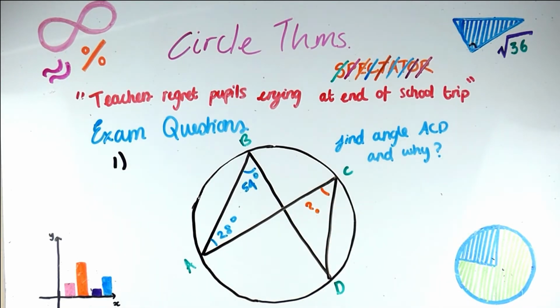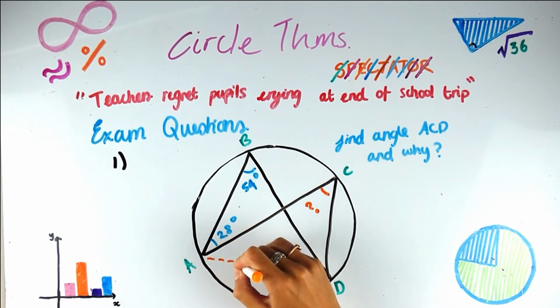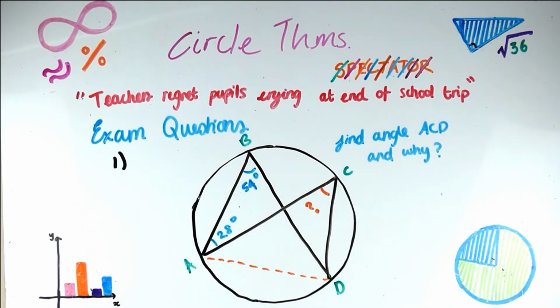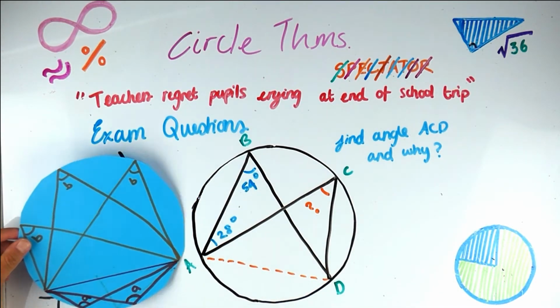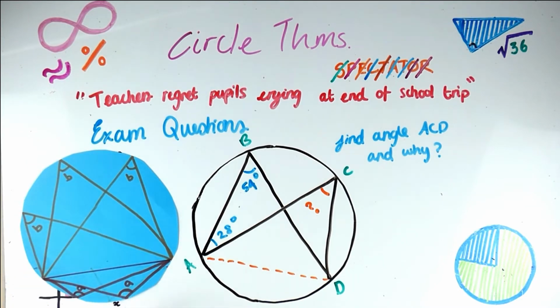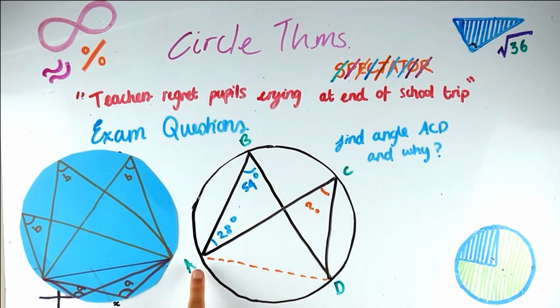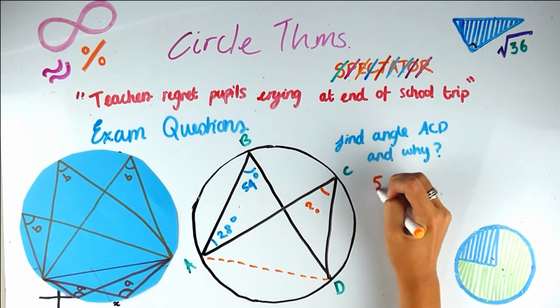You can go through every single circle theorem, but this one applies to the equal one, that angles in the same segment are equal. So if we think about it, we can draw this one, which was number 6, and it looked like this. As you can see, this angle here is the same as this angle here, because it's in the same segment. So the answer to that is 54.